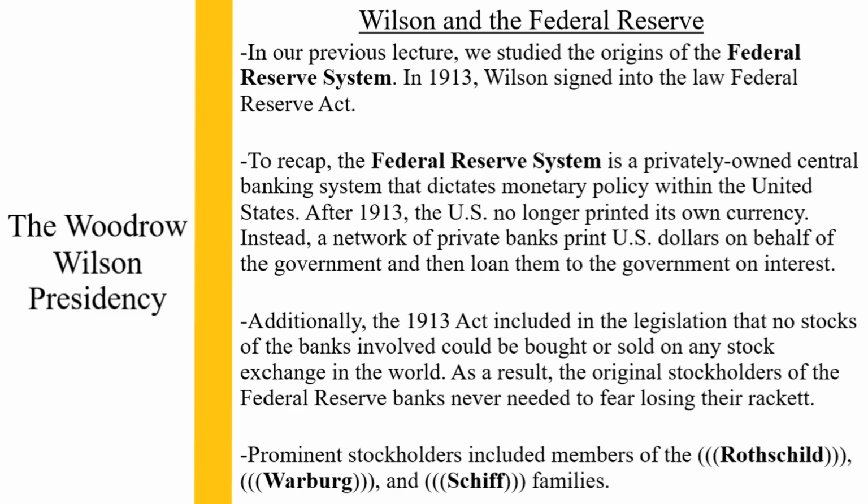Additionally, the 1913 Act included in the legislation that no stocks of the banks involved could be bought or sold on any stock exchange in the world. As a result, the original stockholders of the Federal Reserve banks never needed to fear losing their racket. And the prominent stockholders included members of the Rothschild, Warburg, and Schiff families. We discussed this much more in our previous lecture, but this is just a simple overview, and Woodrow Wilson is the president who signed it into law. So if we move on to the next slide.